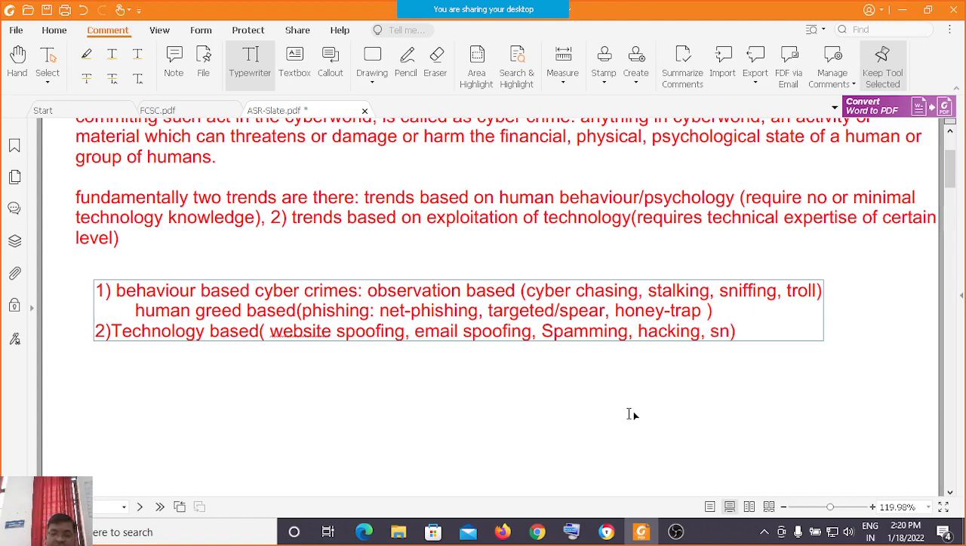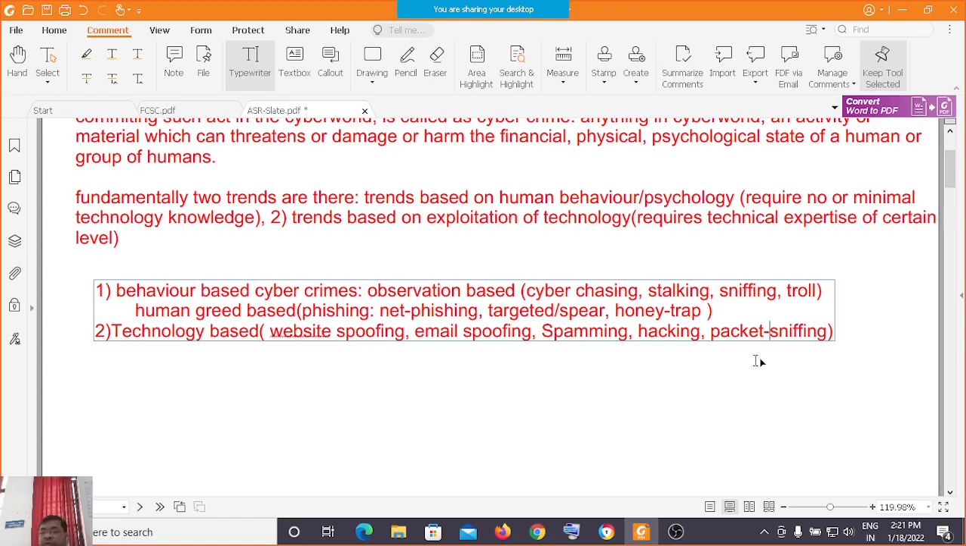Then there is sniffing. But this sniffing is different from the social media sniffing which we have seen in behavioral based cyber crimes. This sniffing is technological. Here you try to read the communication packets, the actual communication being handled on the router or some gateways, and this is technical sniffing. So we can call this packet sniffing instead of simply sniffing. This is one type of cyber crime generally carried out by espionage or spy agencies to find out what type of things are going on.